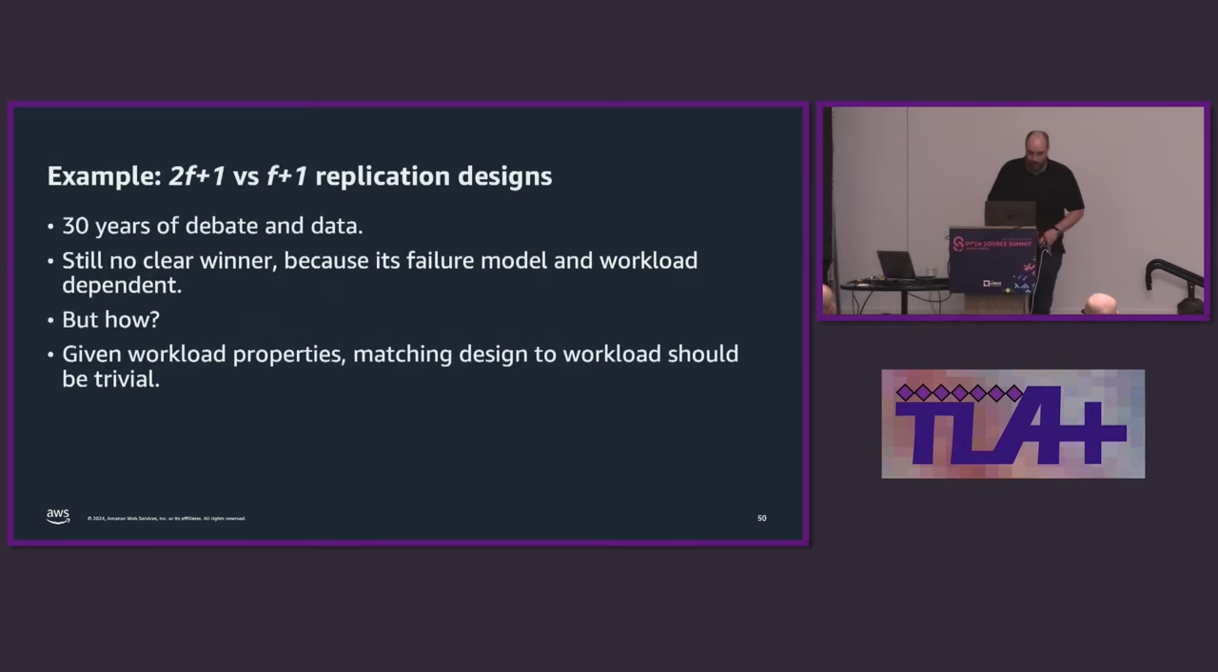Let me make that a little bit concrete. There's 30 years plus, maybe 40, of debate about this fundamental idea of how do we replicate data between systems in a distributed system. One of the ways to cut that space is, do I use a quorum-style protocol, a consensus-style protocol, these two F plus one protocols like Paxos, or do I use an F plus one protocol like chain replication? And it's kind of weird, right? We've been talking about this for 30 years.